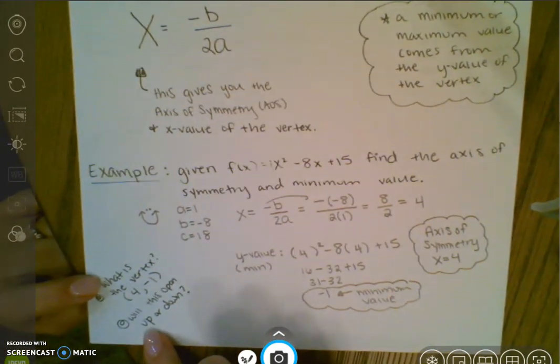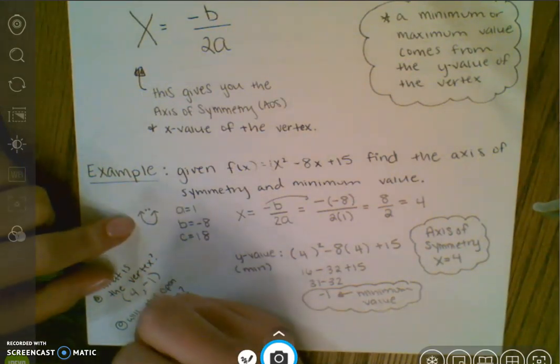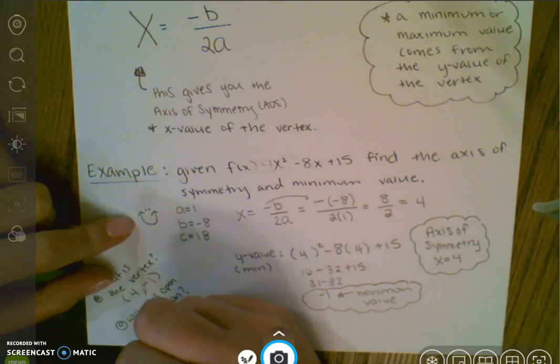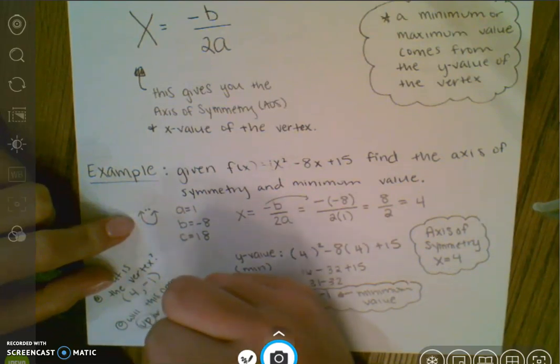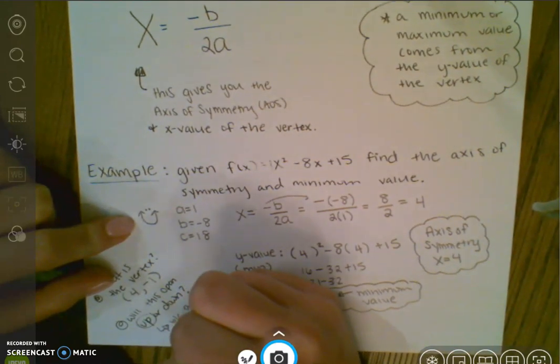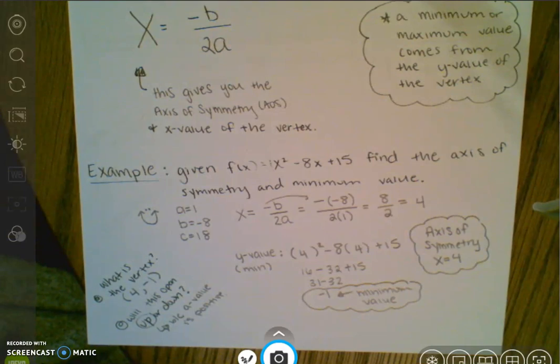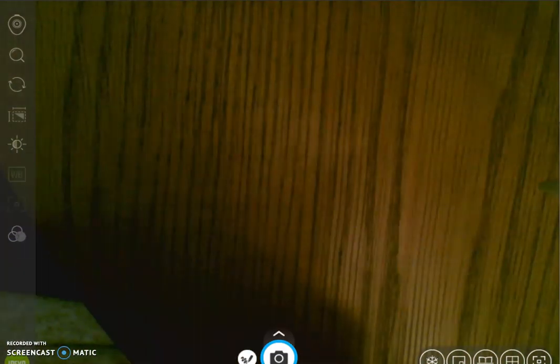And we already answered this question. Will it open up or down? It will open up. And that is because the A value is positive. Okay, so that's everything from the first part. All standard form.